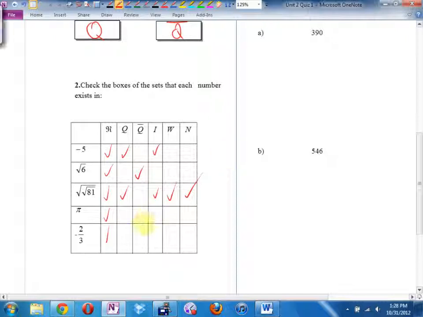Pi, irrational. -2 over 3, rational. Is it an integer? It's negative. No, integers were only whole numbers that were negative. So that question's out of 1, 2, 3, 4, out of 5.